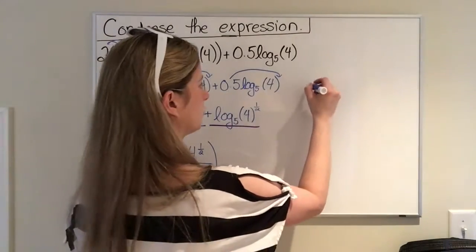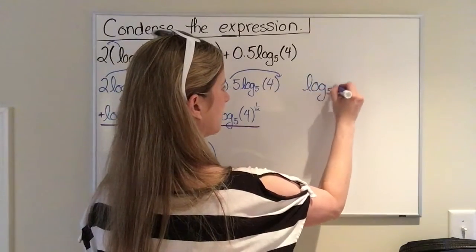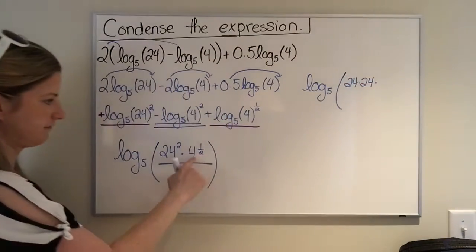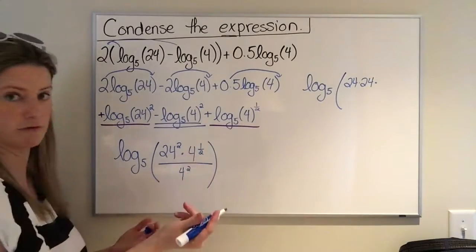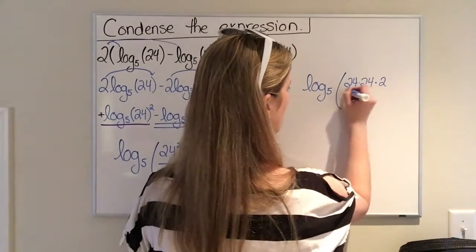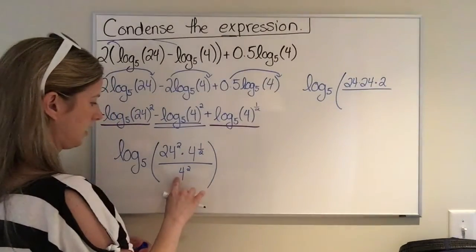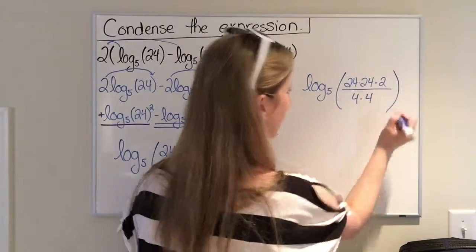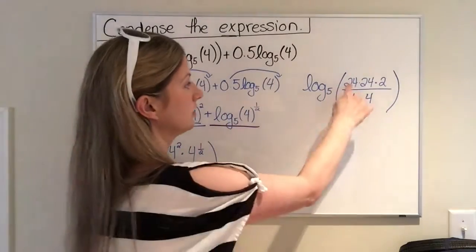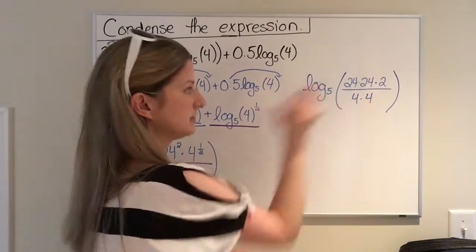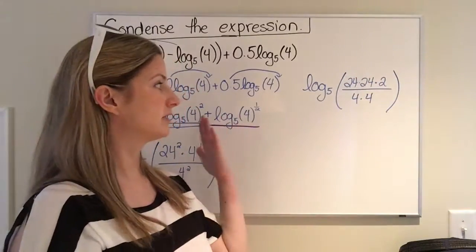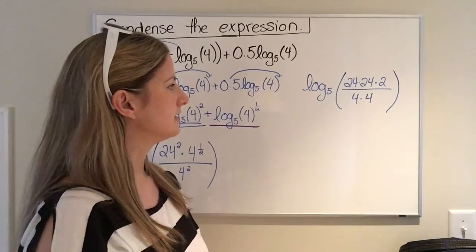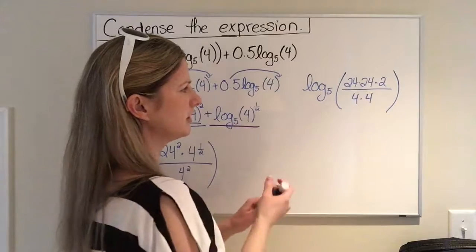So I'm going to write it this way. Log base 5 of 24 squared is 24 times 24, times 4 to the 1/2, which is just the square root of 4, which is 2. Over 4 squared, which I'm going to write as 4 times 4. Now, I could take a calculator and just do 24 times 24 times 2 divided by 16. But what if I don't have one? If my teacher's not allowing one, because my teacher knows I can just plug stuff in to get an answer. So this is what I'm going to do.